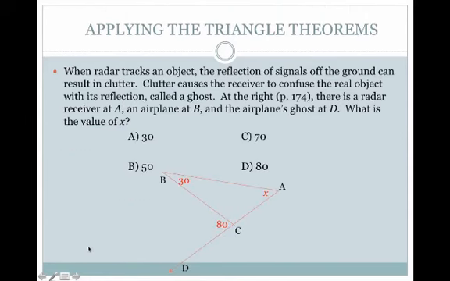All right, and then we have this problem here, which is just another problem similar to the last one. This is actually a problem out of your book on page 174. So we want to find the value of x. Well, x is a remote interior angle to angle 80. So we're going to take 80 minus 30 to give us 50 for that one.